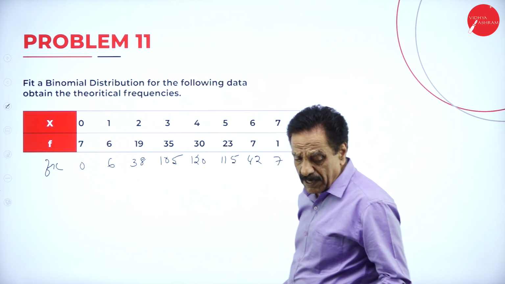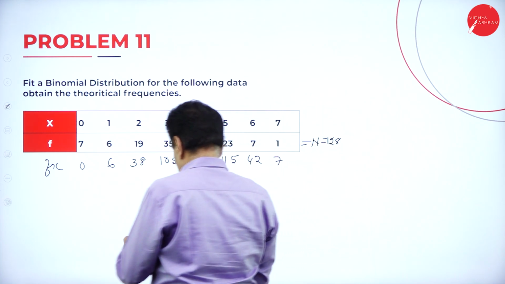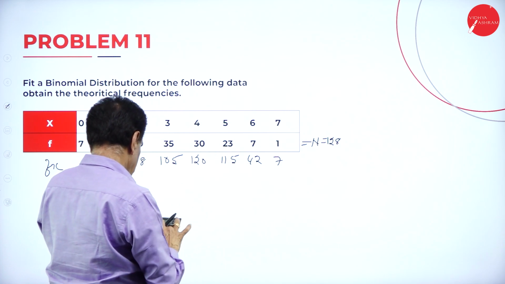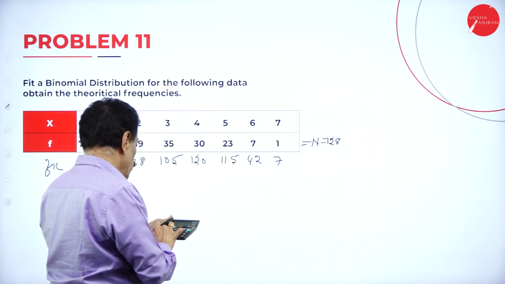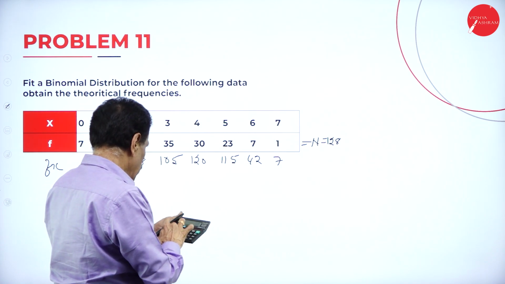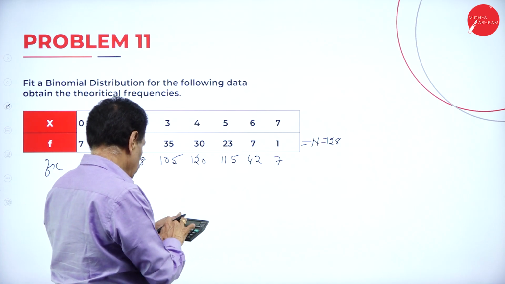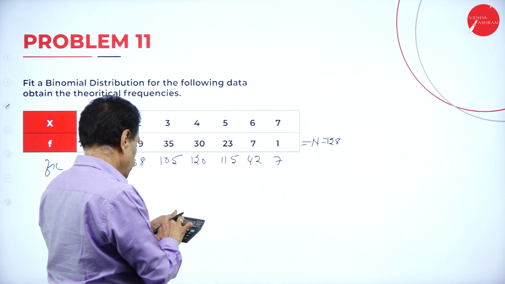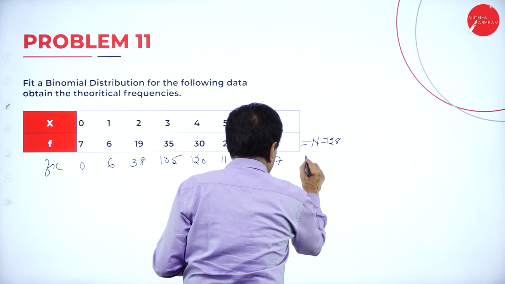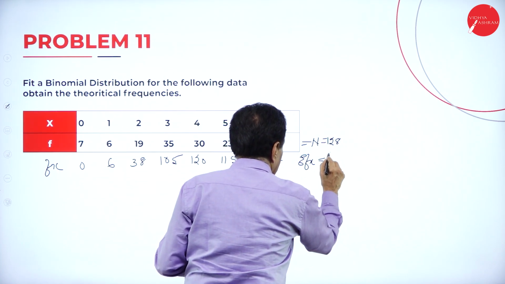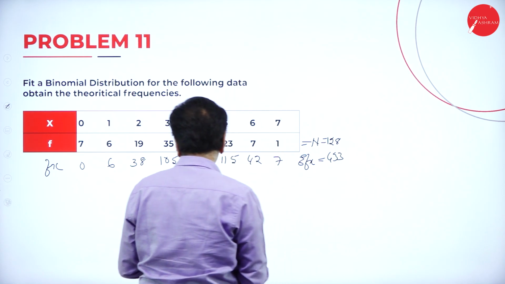7 ones are 7. Add the figures. This is 6 plus 38 plus 105 plus 120 plus 115 plus 42 plus 7. 433. Sigma fx is 433. Check up once again.